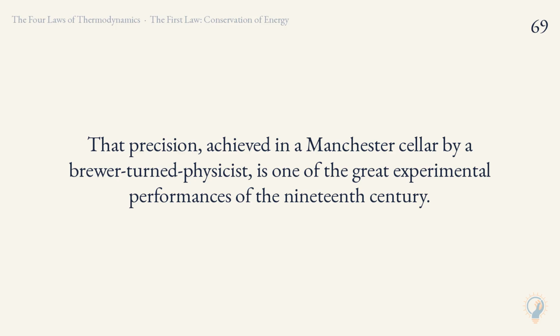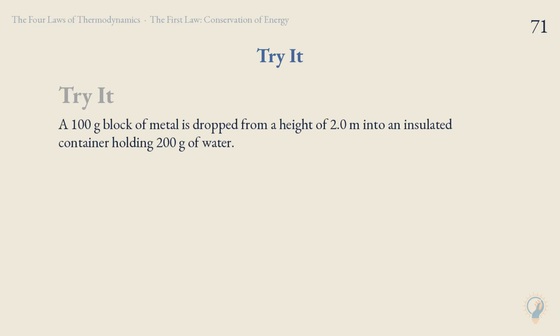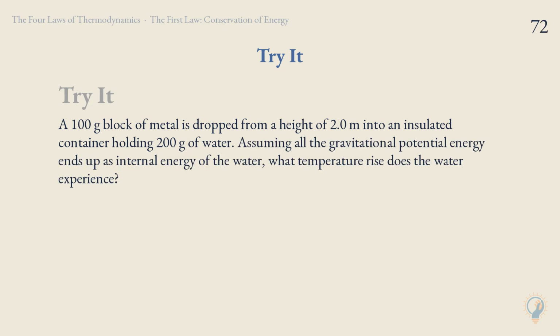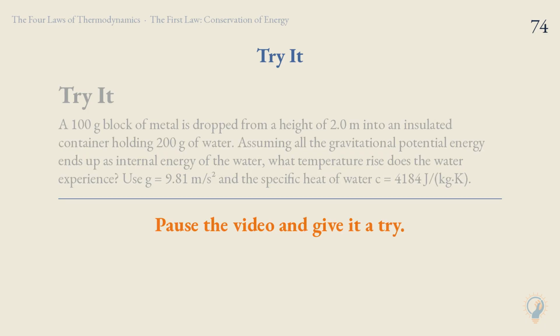Try it. A 100-gram block of metal is dropped from a height of 2.0 meters into an insulated container holding 200 grams of water. Assuming all the gravitational potential energy ends up as internal energy of the water, what temperature rise does the water experience? Use g equals 9.81 meters per second squared, and the specific heat of water 4,184 joules per kilogram per Kelvin. Pause the video now and give it a try.